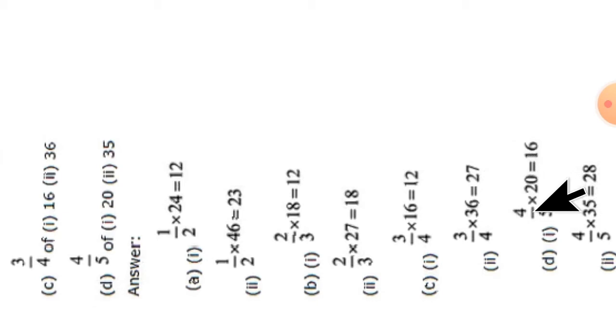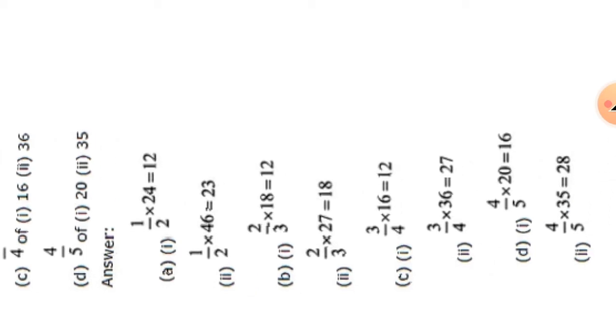And last one, 4 upon 5 into 20 and 4 upon 5 into 35. So 4 upon 5 into 20 means 5 1s are 5, 5 4s are 20, and 4 4s will be 16. 4 upon 5 into 35 means 5 1s are 5, 5 7s are 35, and 7 4s will be 28.